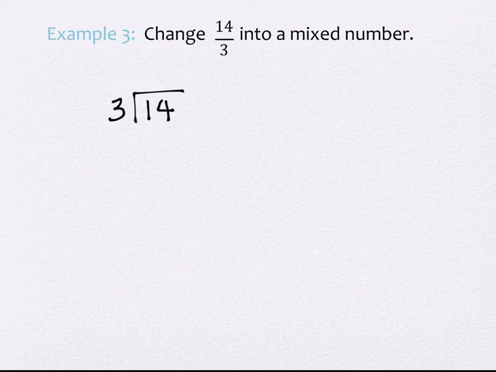And it's the one that's on top that always goes underneath the division sign. So how many times will 3 go into 14? It will go in 4 times. And 4 times 3 is 12. 14 minus 12 gives me 2.